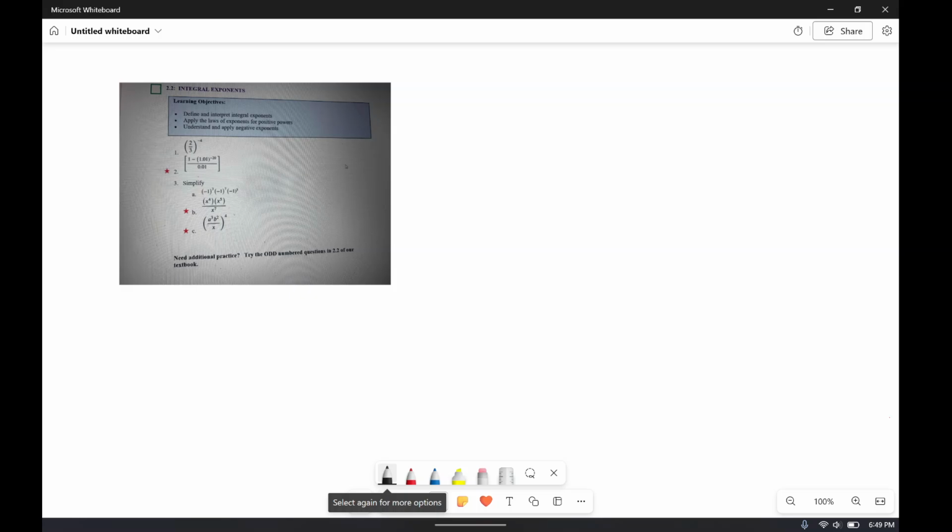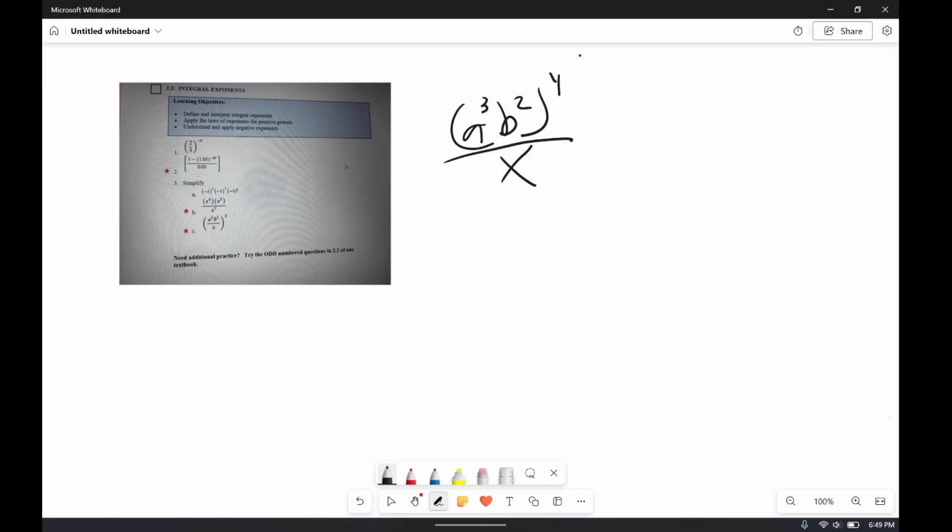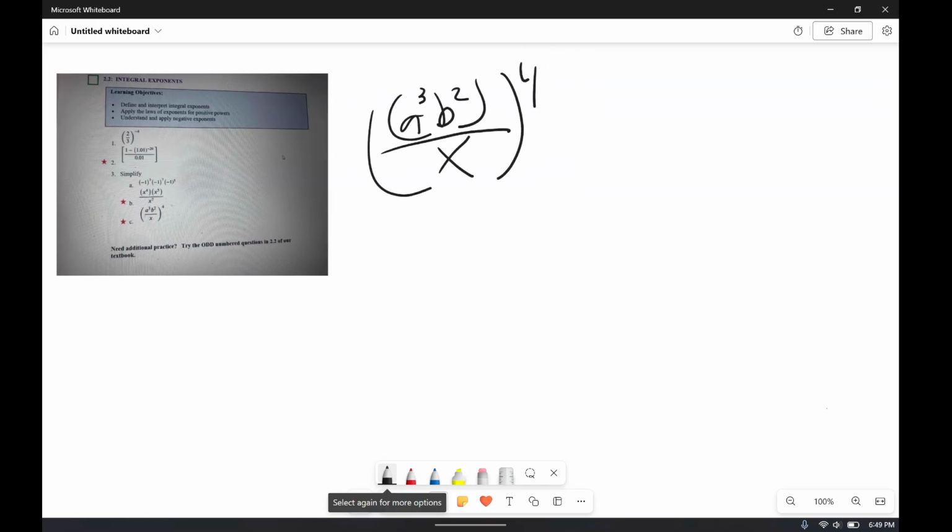Lastly, we have a cubed b squared to the 4th over x. Oh, just kidding, the r to the 4th. Okay, so whenever we have a fraction raised to the 4th power, you can just distribute the power into the numerator and denominator. So this would just be equal to a cubed b squared to the 4th power over x to the 4th.